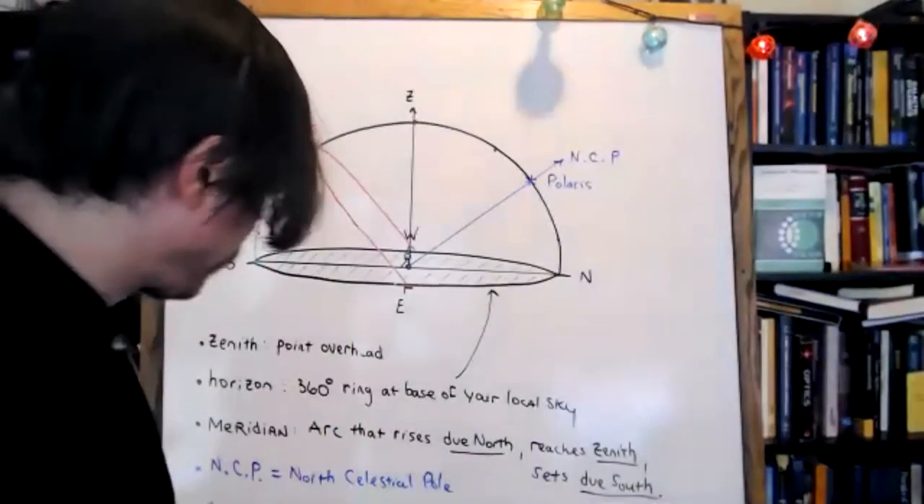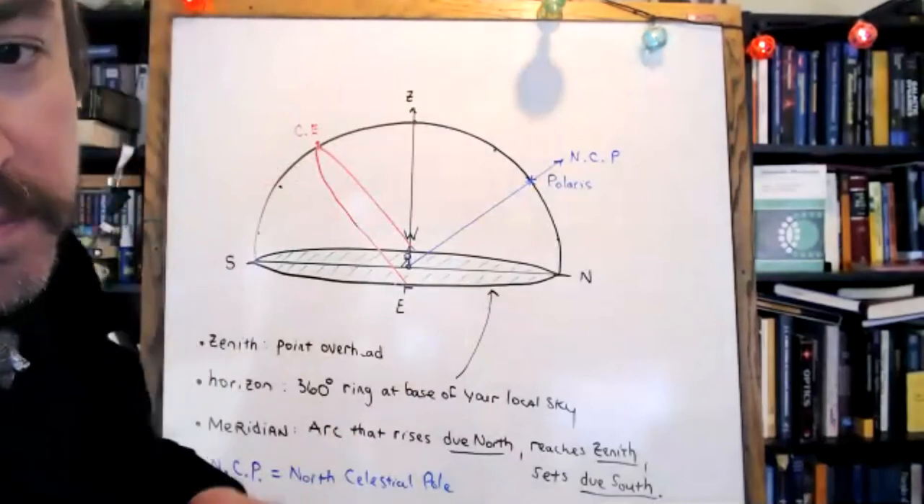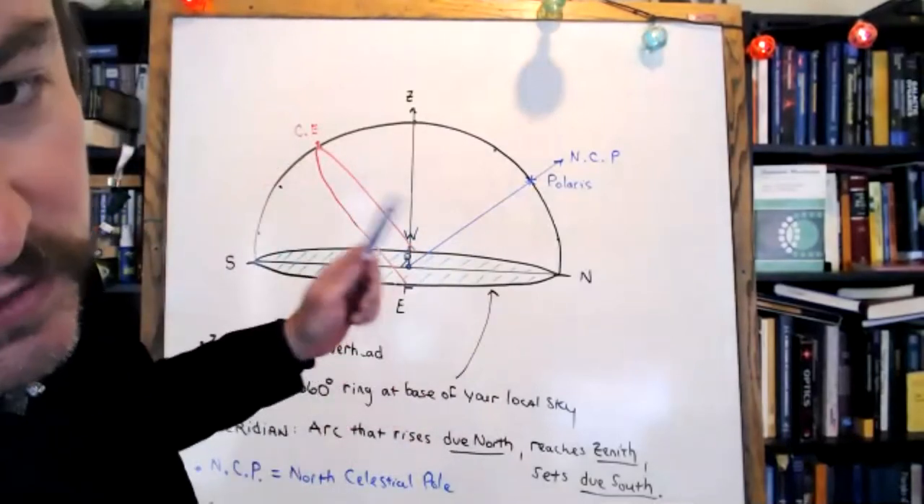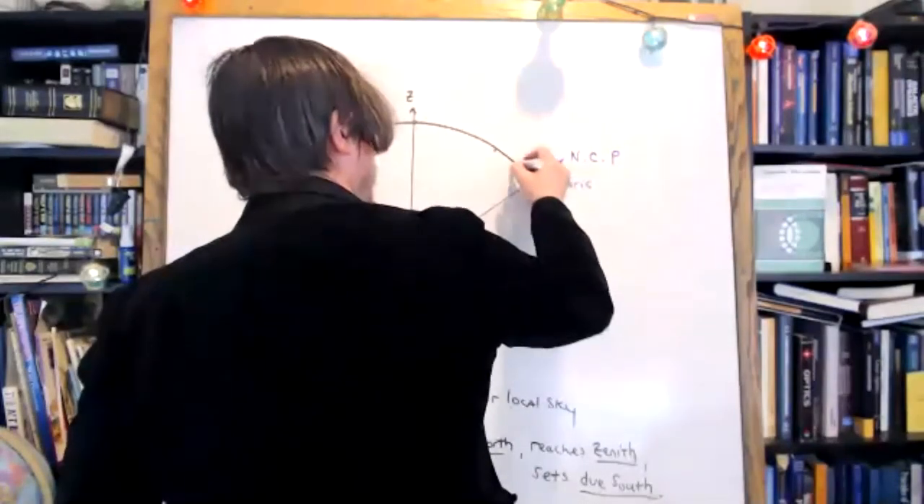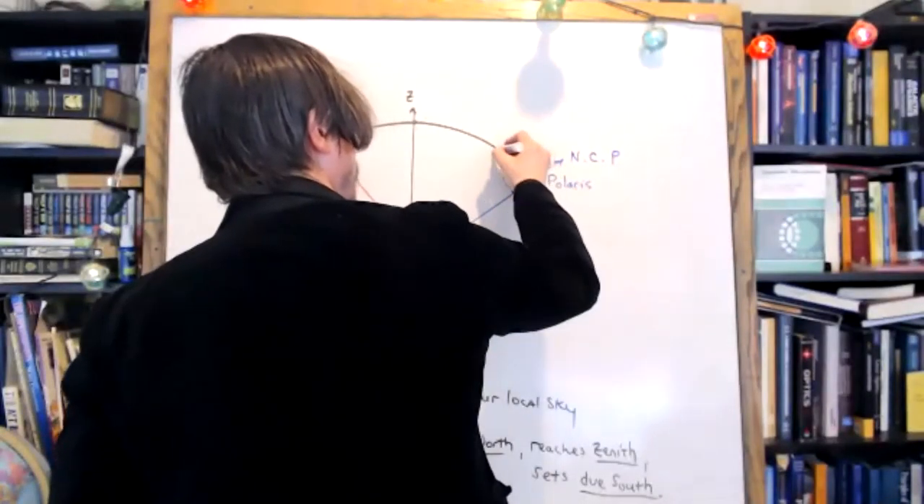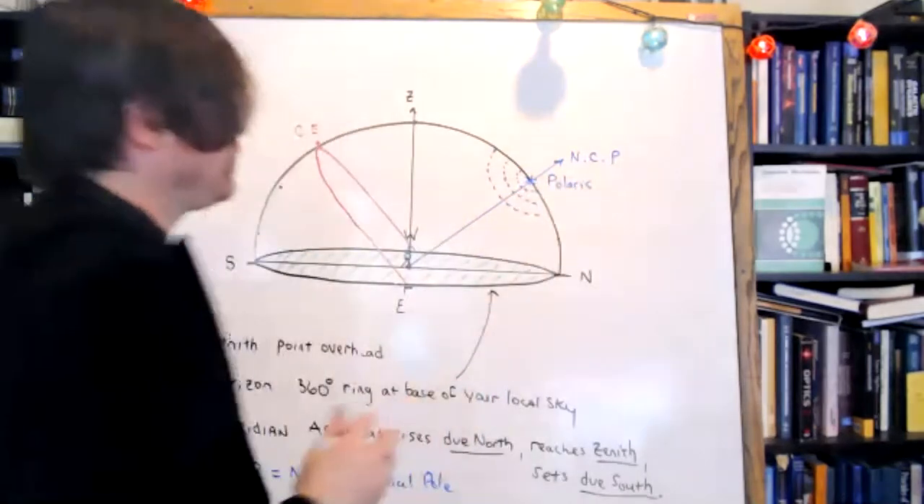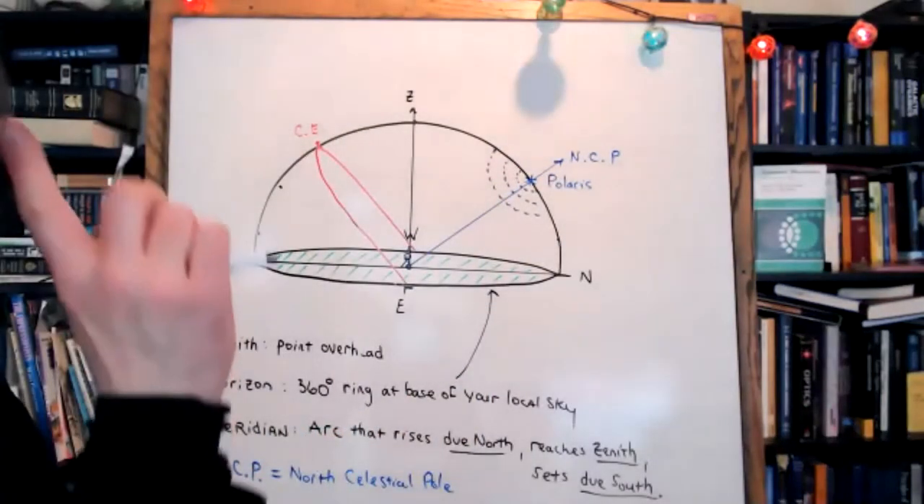Let's just draw in with a purple marker a couple of those circumpolar stars. I'm afraid that if I don't do it now, I'll forget to define these. So we'll just draw a couple of dashed lines here. And these purple lines represent the tracks of circumpolar stars.